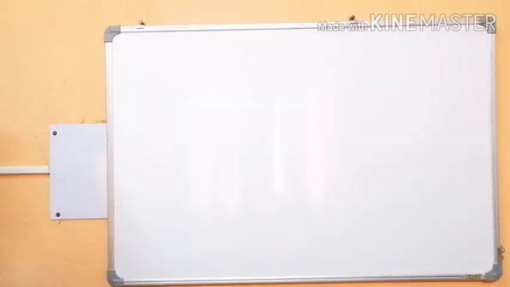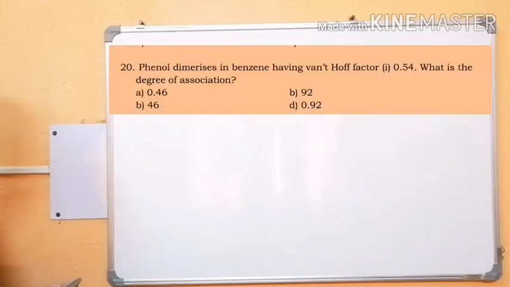Okay, let's move to our next problem. The next problem reads like this: phenol dimerizes in benzene having Van 't Hoff factor 0.54. What is the degree of association? It's a very good question. Phenol dimerizes in benzene having Van 't Hoff factor 0.54. What is the degree of association?